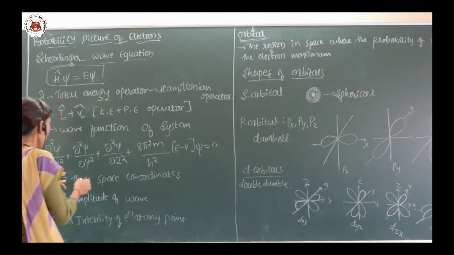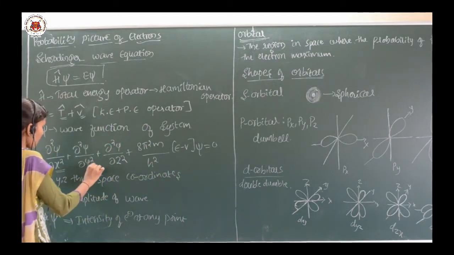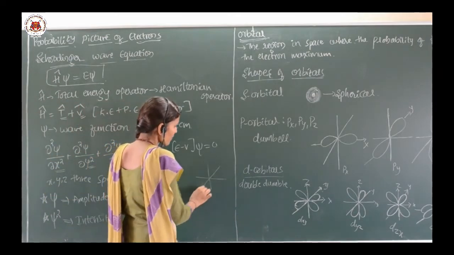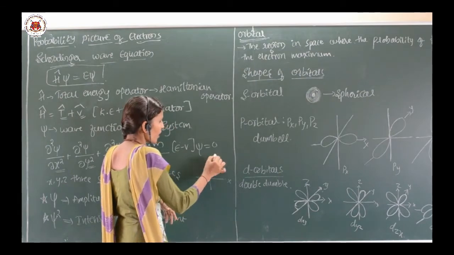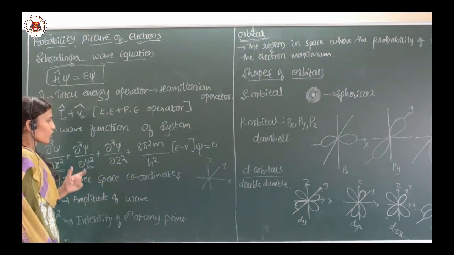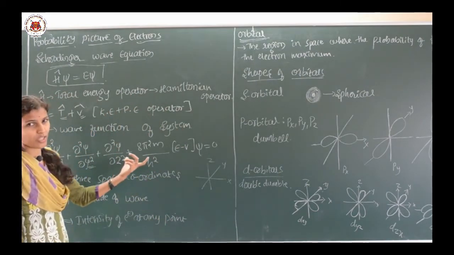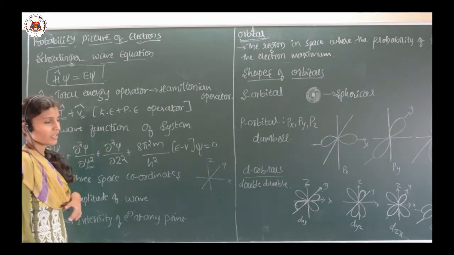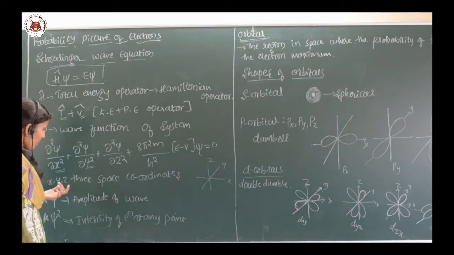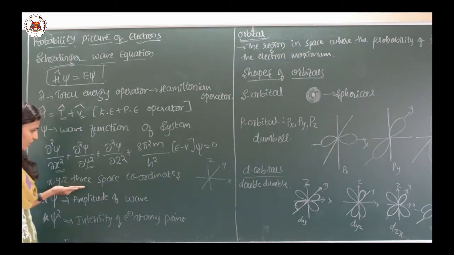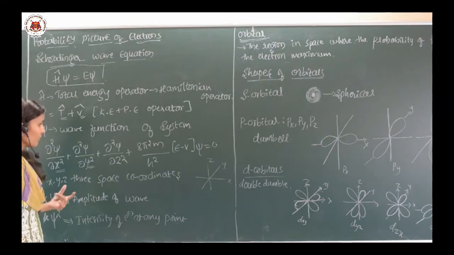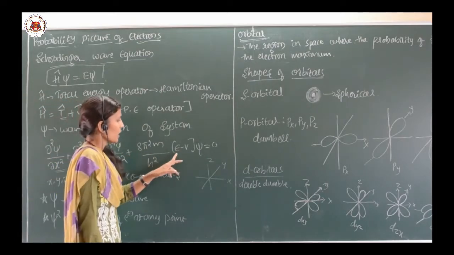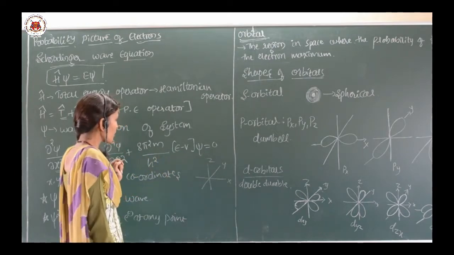And here, when this equation is taken in terms of x, y, z space coordinates, we are taking the Schrodinger wave equation. During that time it takes the format of the mathematical expression in this way, where x, y, z are the 3 space coordinates, m is the mass of an electron, h is Planck's constant, E is the energy, and V is the potential energy.